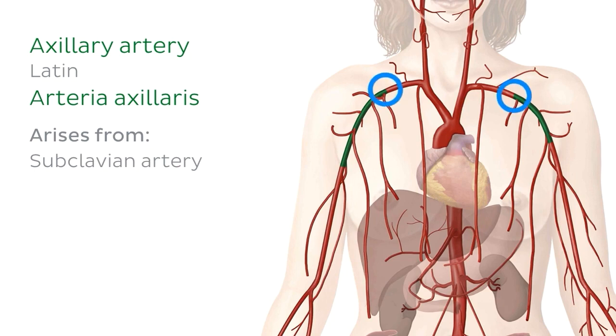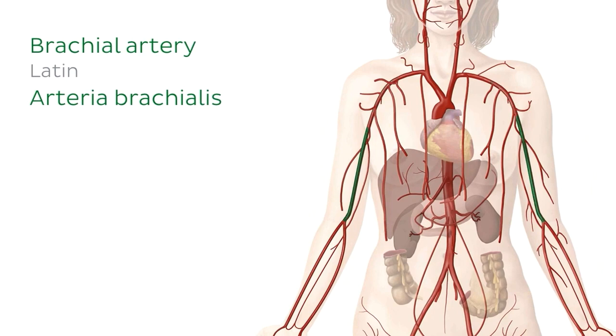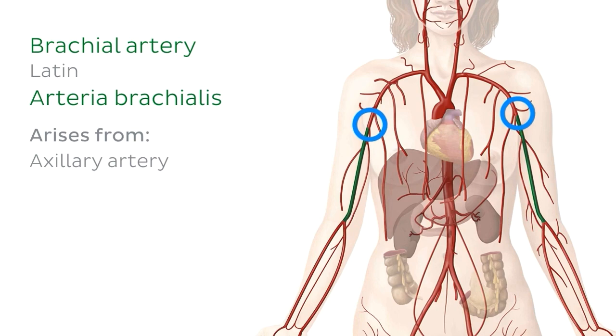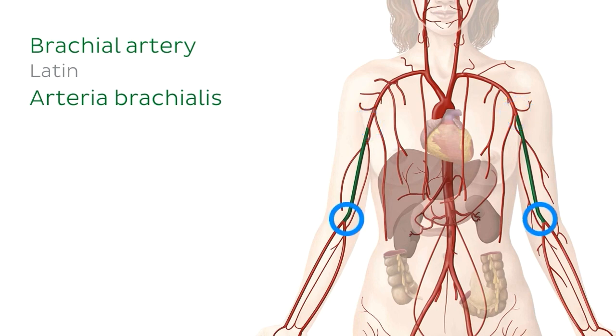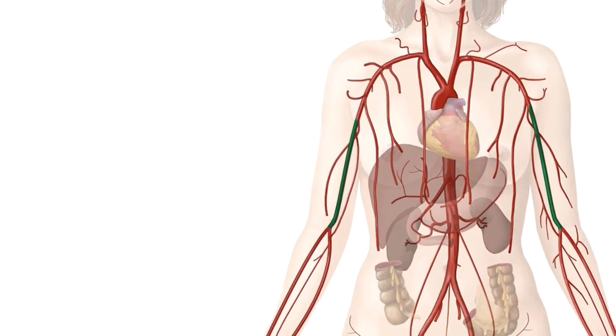gives off several branches, one of which is known as the brachial artery, which arises as a continuation of the axillary artery just here at the inferior border of the teres major muscle, and terminates at the elbow joint just here, where it bifurcates, giving rise to the radial and ulnar branches, which we'll talk about in the next couple of slides. It's worth noting that the brachial artery also gives off several other branches before it bifurcates, and although we won't be focusing on these in this particular tutorial, it's good to be aware of.